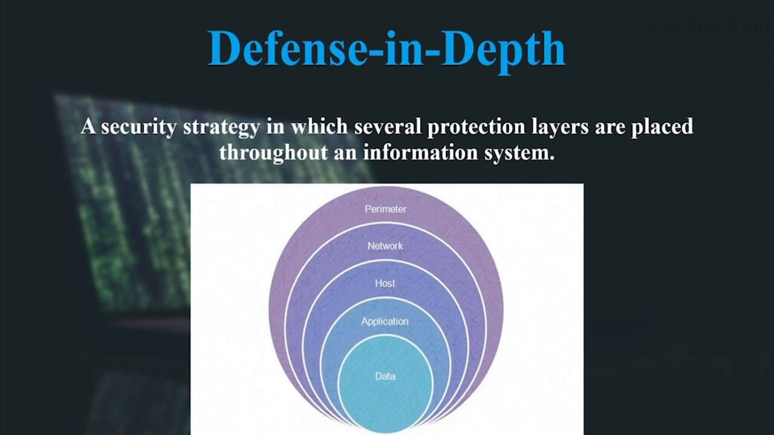As you can see in this figure, the data is at the center and it is surrounded by different layers or different mechanisms for its protection. At the topmost we have perimeter. Perimeter is the physical security that we provide to secure our data. Then we have network security. Here we will apply firewalls, IDS, honeypots, etc. Then we have host. On host we can deploy antiviruses, firewalls and other host IDSs.